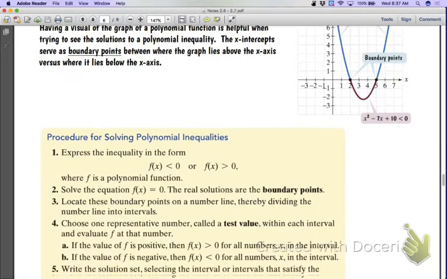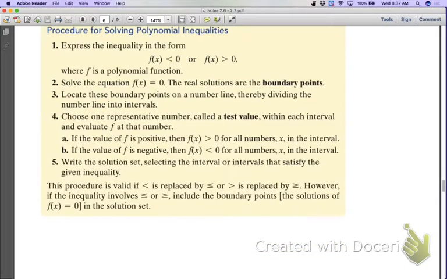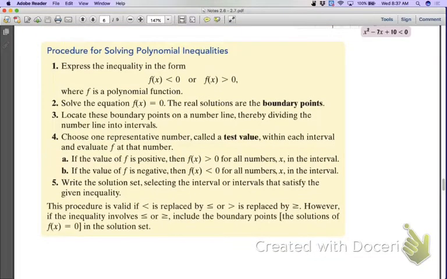So as far as the procedure to solving anything, it really doesn't change a whole lot from what we've done before. It's really just a matter of knowing, is it going to be above or below 0? And where those numbers fit in. So the biggest thing is going to be knowing where the boundary points are, if they have a real value. So you solve it just like normal.